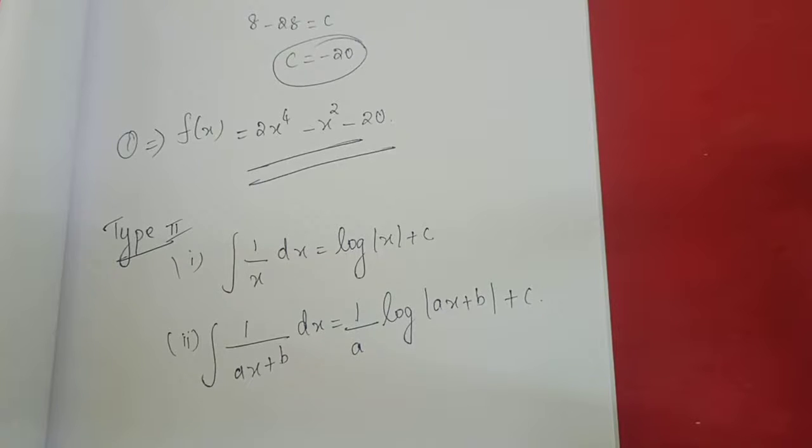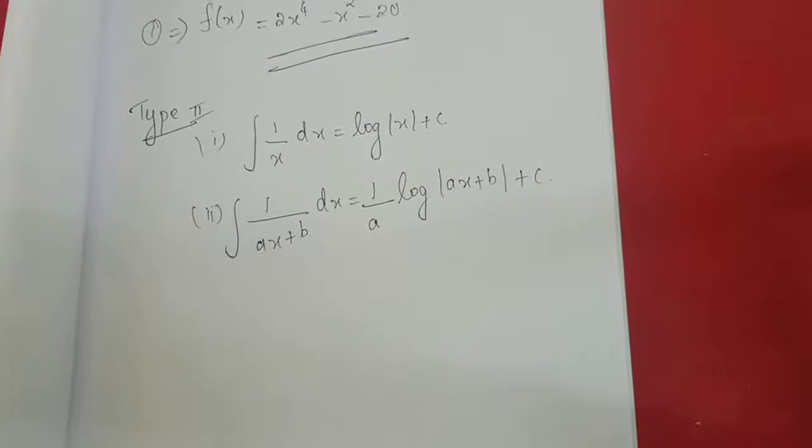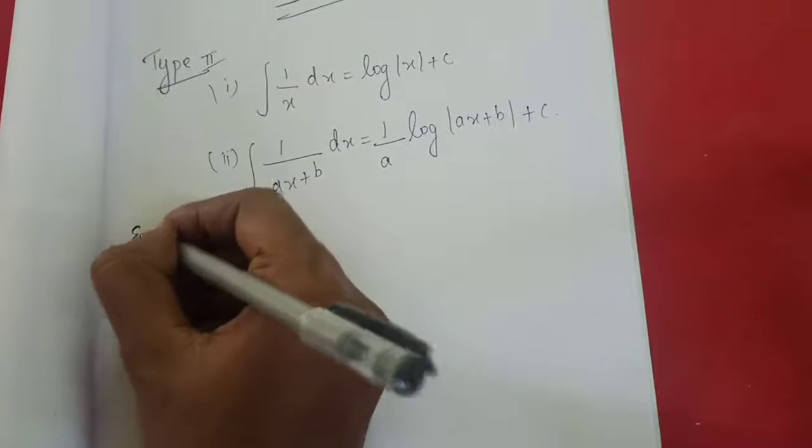So what's the first formula? Integration of 1 by x dx is equal to log of mod x plus c. Second formula is integration of 1 by ax plus b dx is equal to 1 by a into log of mod of ax plus b plus c. Okay. Let's move to the problem. Example 2.9.